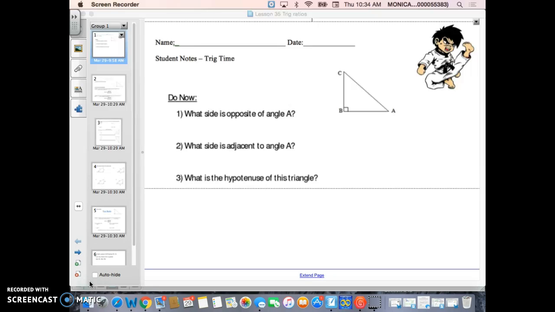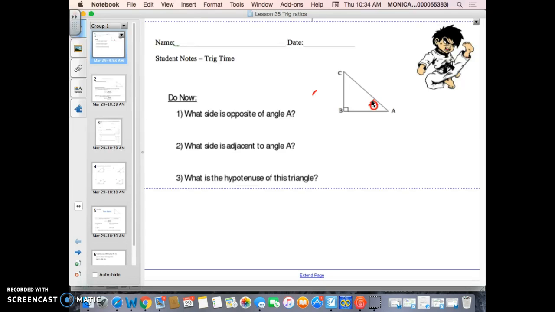So first of all, what you want to do is, it says what side is opposite of angle A. So I'm going to circle angle A, or sometimes we'll put this little symbol right here. It's theta, to indicate that we're talking about angle A. So it says what side is opposite angle A?